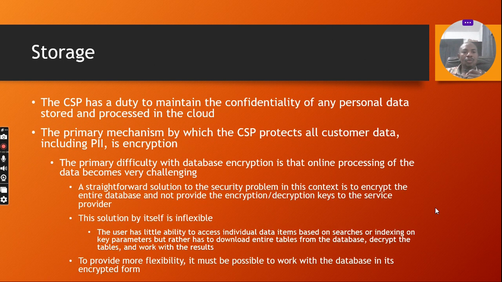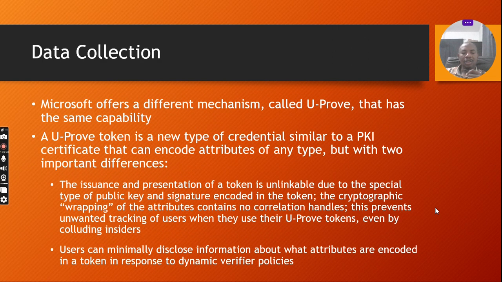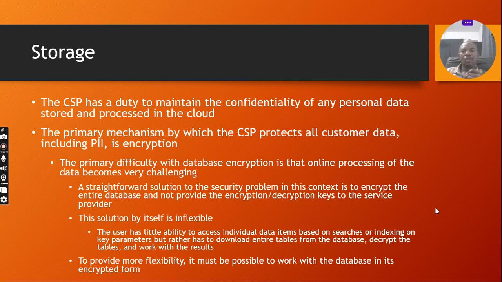Okay, now let's go to storage. We are done with data collection. Let's go to storage in the cloud. The cloud service provider has a duty to maintain the confidentiality of any of your personal data that is being stored and processed in the cloud. Now the primary mechanism by which the cloud service provider protects all customers' data, including personally identifiable information, is encryption. So what they use is encryption.